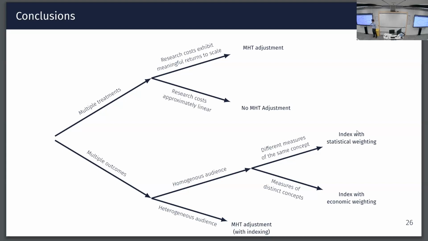So one is where you have a heterogeneous audience. And so in this case, you may want to do some multiple hypothesis testing adjustment, maybe with indexing. And second, where you have a homogeneous audience, where you may want to do some indexing. And the way you want to do indexing depends on the utility function that you attach to each outcome.